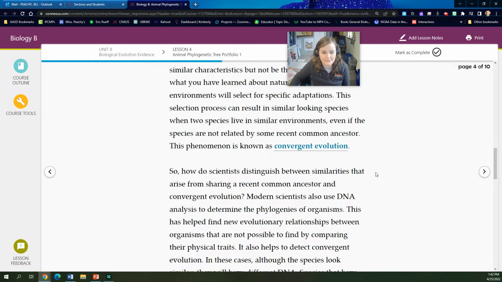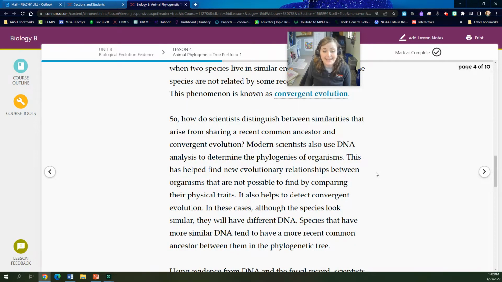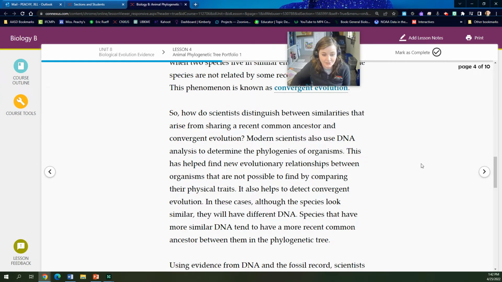So how do they distinguish between similarities that arise from a recent common ancestor and convergent evolution? And as I mentioned, there's that whole fun thing called DNA. You can look at the number of shared amino acids, the shared genome sequences and stuff that exist in DNA, which we talked about in a previous lesson. And if you came to a live lesson recently, you would have had a class on that because we just did a really cool activity in class about that. That actually provides supplemental information. It helps to confirm or to not confirm whether or not two different organisms are really closely related to each other.